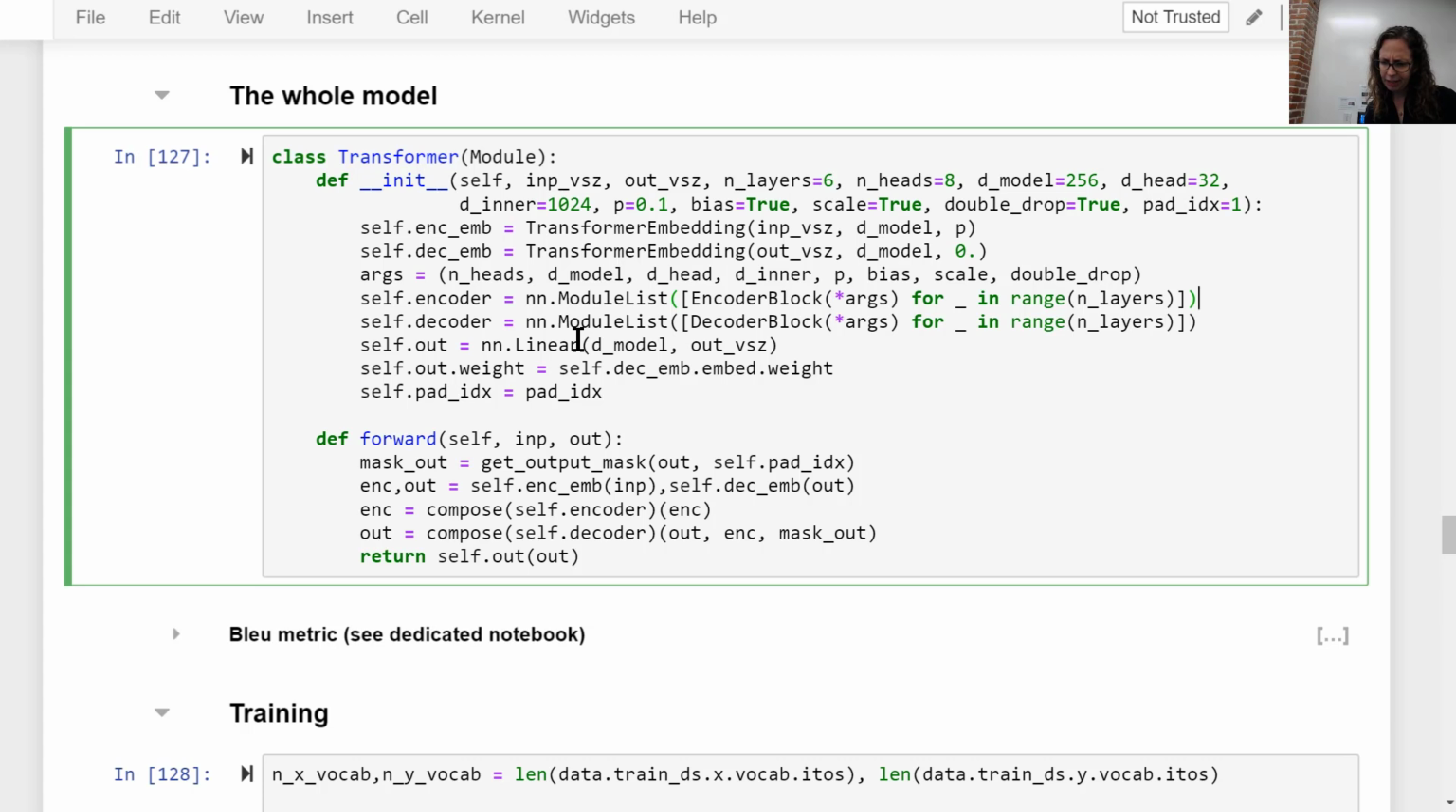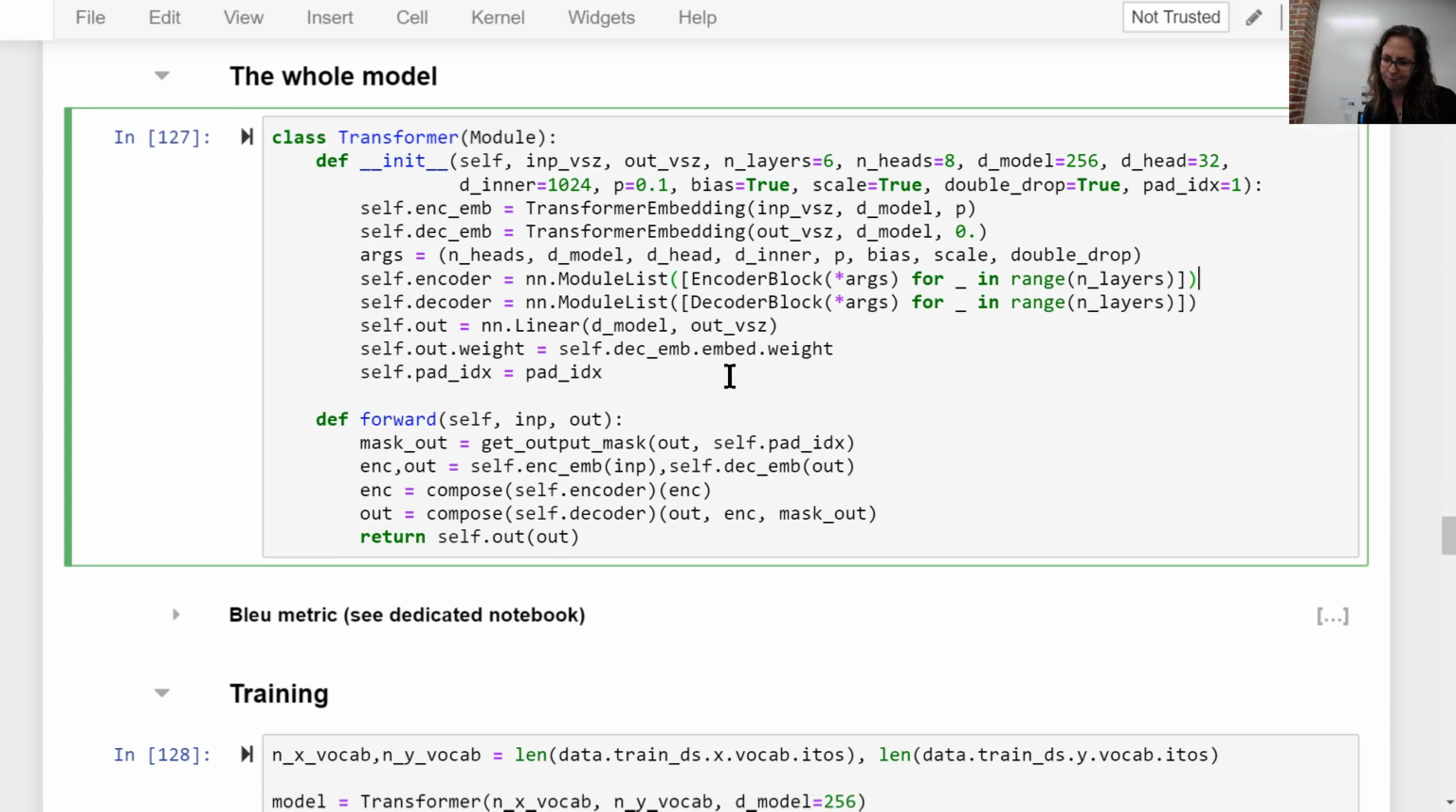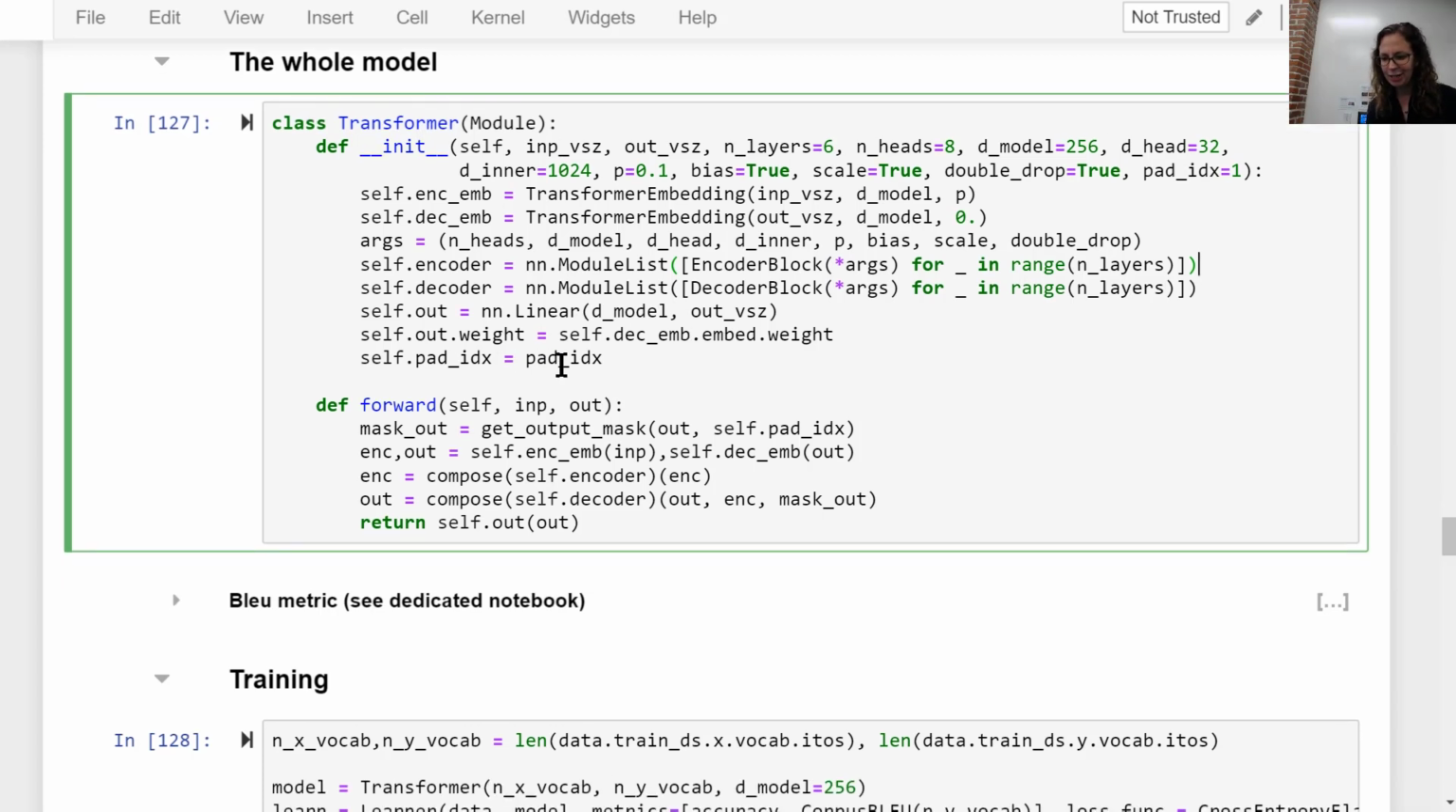Then a linear layer, and embedding weights. We need to know what our padding ID is, and our output mask, and then we're just composing these together. The encoder's result will be fed into the decoder. Now that we have the building blocks, the transformer can be defined more concisely, but there were a lot of pieces that went into this.